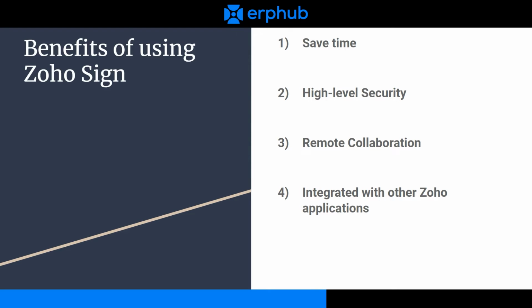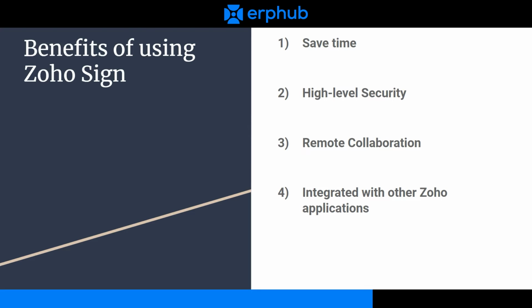You can track every step of the signing process with instant notifications delivered directly to your smartphone or laptop. Another key benefit is the high level of security. With military-grade encryption and advanced blockchain technology, Zoho Sign ensures the highest level of data security and complies with most international laws.